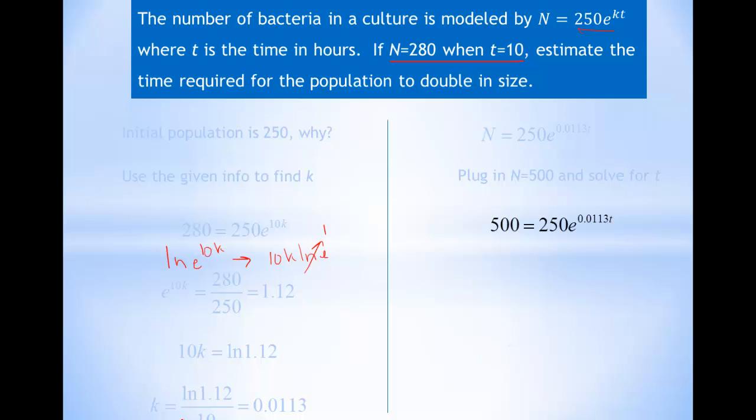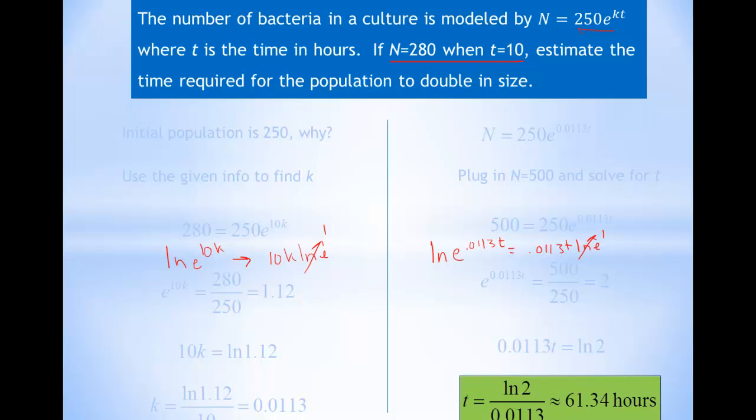Okay, so step number 1 is to divide by 250. Obviously I get 2. Again, I want to take the ln of both sides. The ln of e to the 0.0113 t is equal to 0.0113 t ln of e, and again, ln of e is just 1. And so ln of 2 is simply a number as well. Divide, and I get about 61.34 hours. Okay? There's an exponential growth example right there.